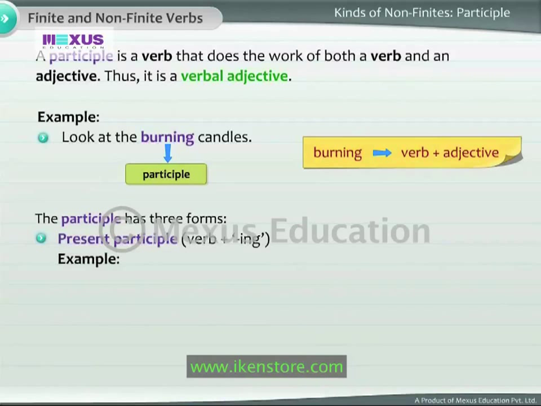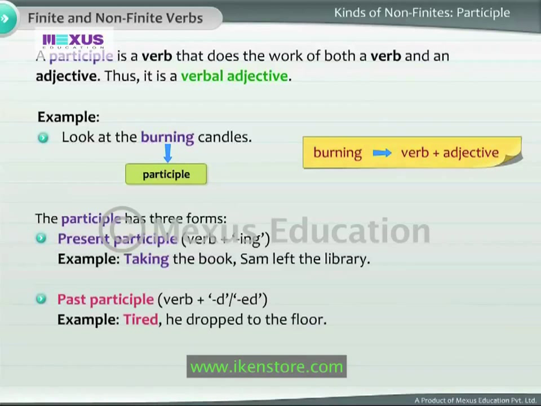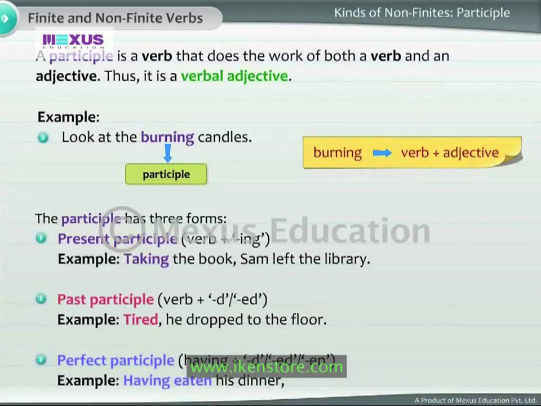For example, taking the book, Sam left the library. The past participle consists of the verb plus d or ed. For example, tired, he dropped to the floor. The perfect participle consists of the verb having plus d or ed or en. For example, having eaten his dinner, Tom went to sleep.